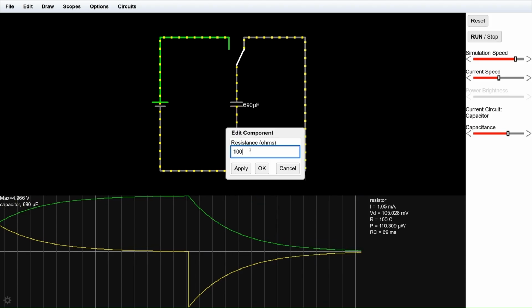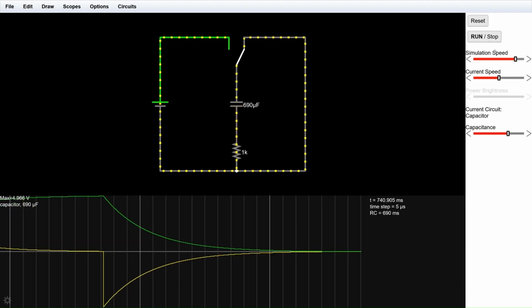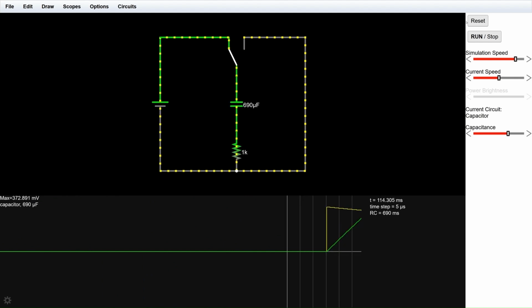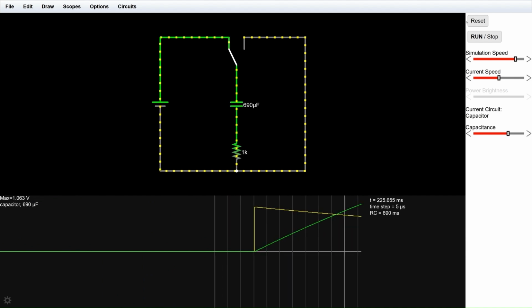That's all. You can also easily change the values of the capacitor and resistor, and use the formulas shown in the video to calculate and challenge yourself.